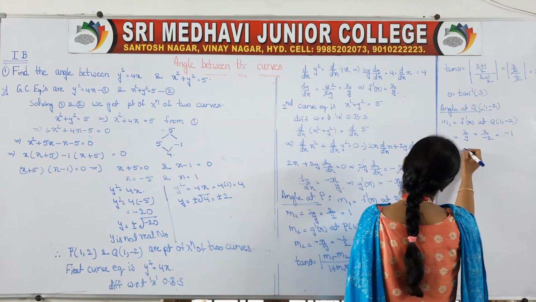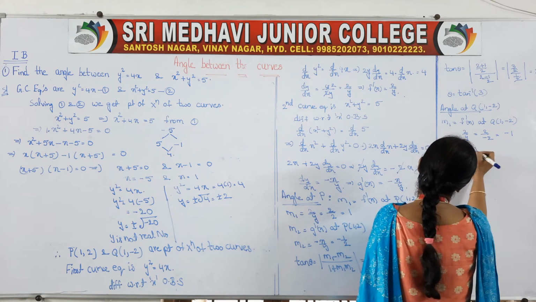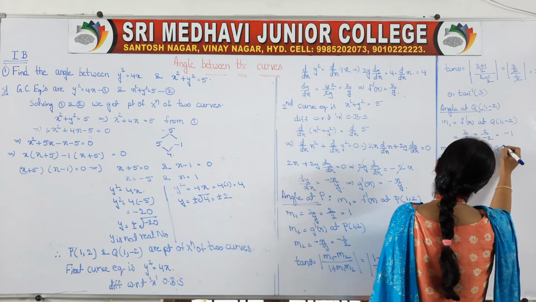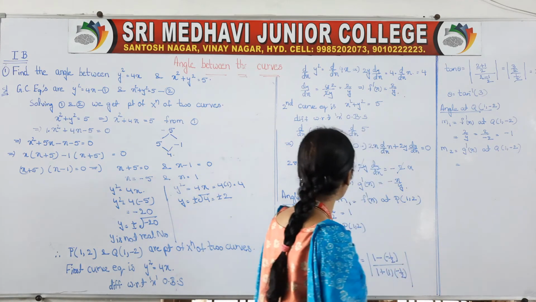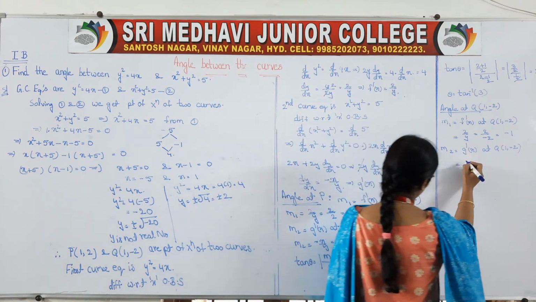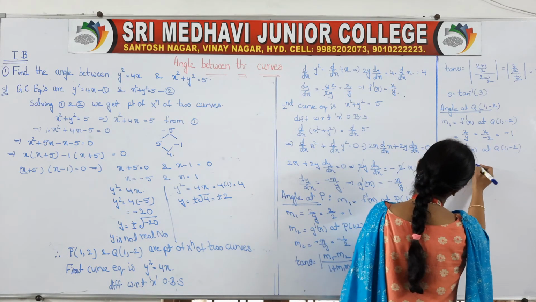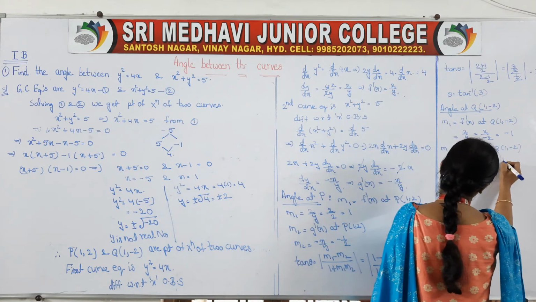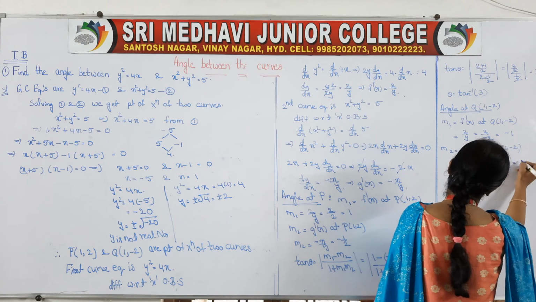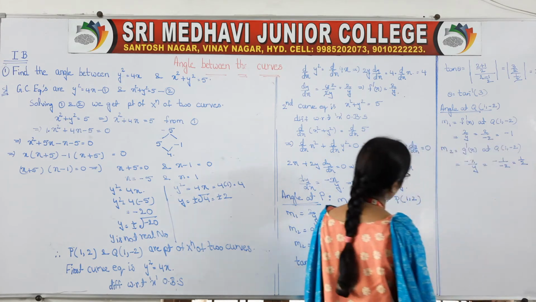Next, M2 is equal to g dash x at Q (1, minus 2). So what is your g dash x? g dash x is minus x by y. So it is equal to minus 1 by minus 2, that is 1 by 2.